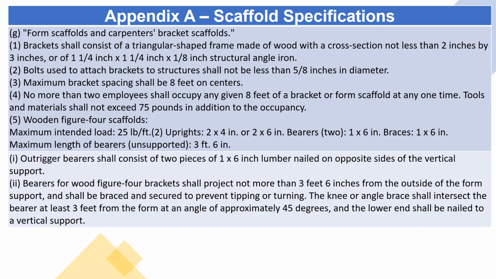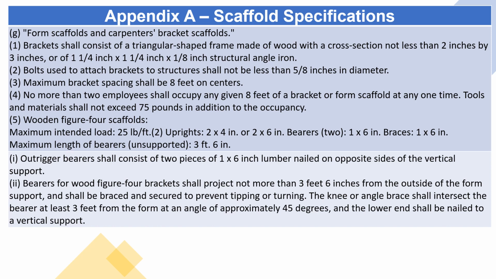G. Form scaffolds and carpenter's bracket scaffolds. 1. Brackets shall consist of a triangular-shaped frame made of wood with a cross-section not less than 2 inches by 3 inches, or of 1 1/4 inch x 1 1/4 inch x 1/8 inch structural angle iron. 2. Bolts used to attach brackets to structures shall not be less than 5/8 inches in diameter. 3. Maximum bracket spacing shall be 8 feet on centers. 4. No more than 2 employees shall occupy any given 8 feet of a bracket or form scaffold at any one time. Tools and materials shall not exceed 75 pounds in addition to the occupancy.